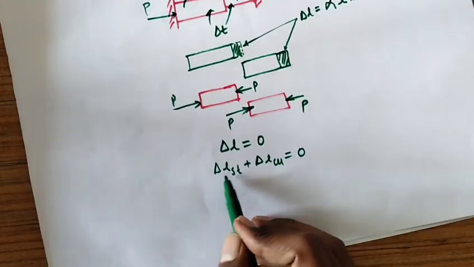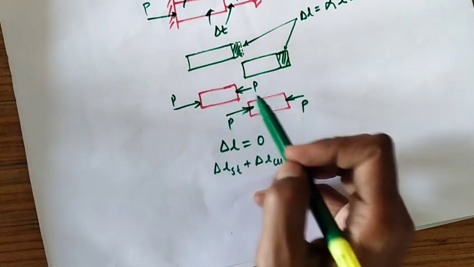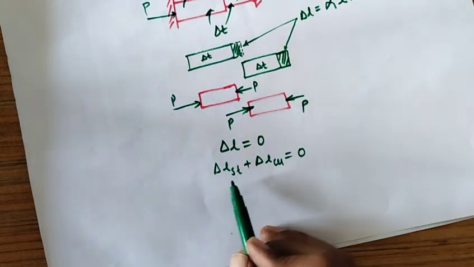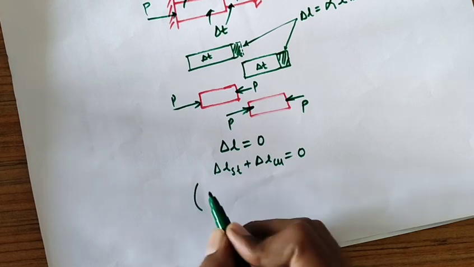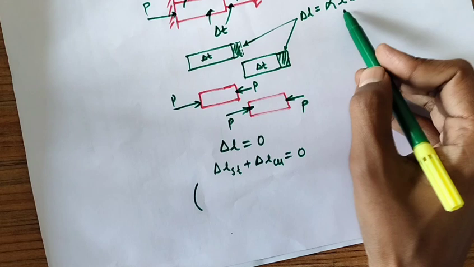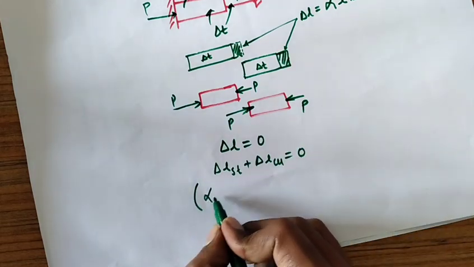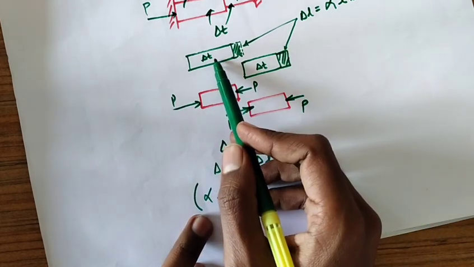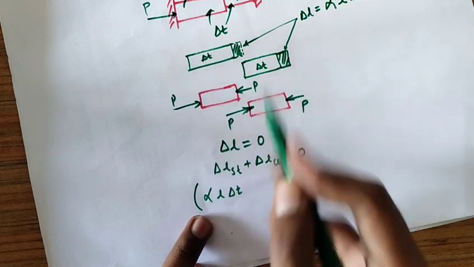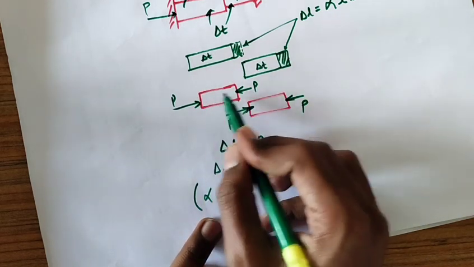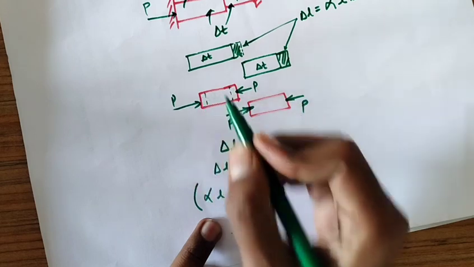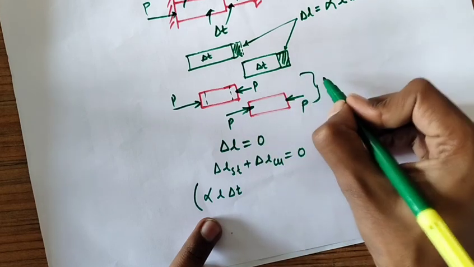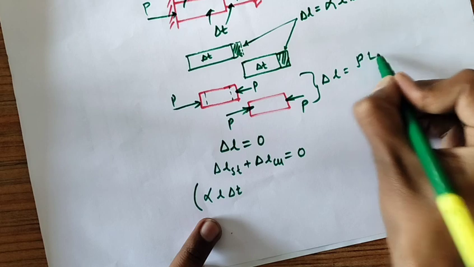Now how much is the change in length of steel? Here there is not only a compressive force but it is also subject to a temperature change delta T. So the change in length of steel due to temperature change is equal to alpha L delta T. But it is also subject to a compressive force, so there will be some compression due to this force. Remember, this change in length delta L is equal to PL upon AE.